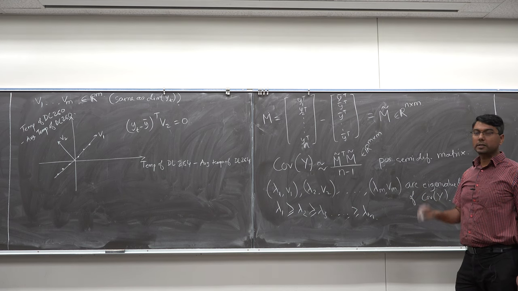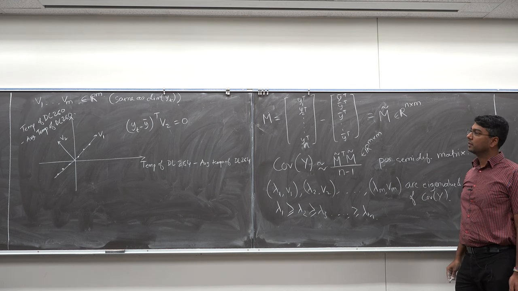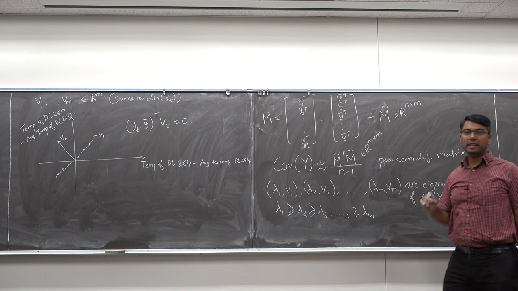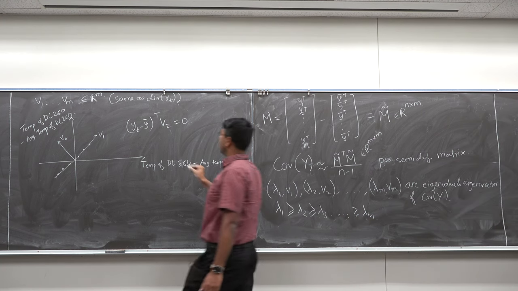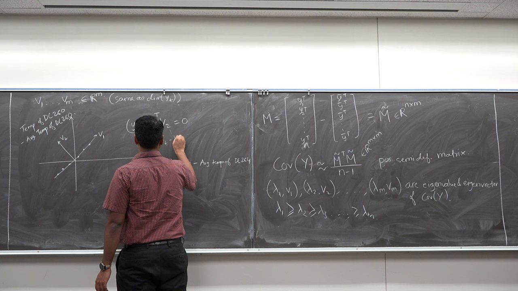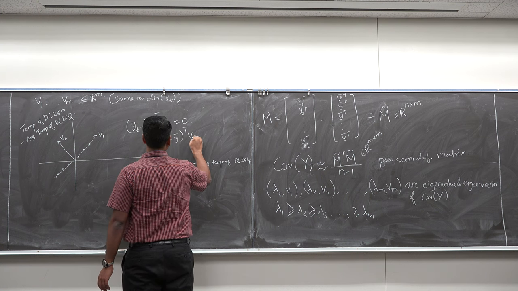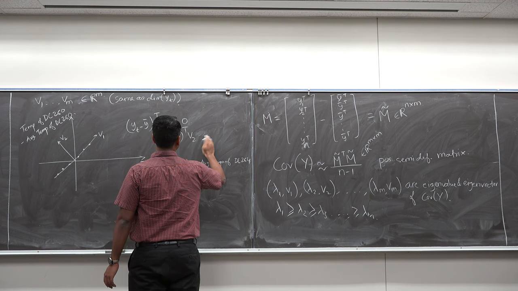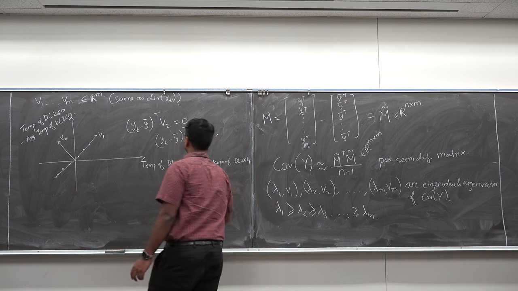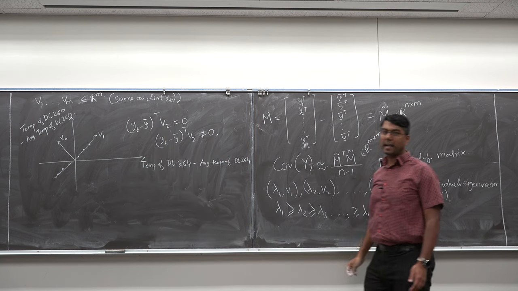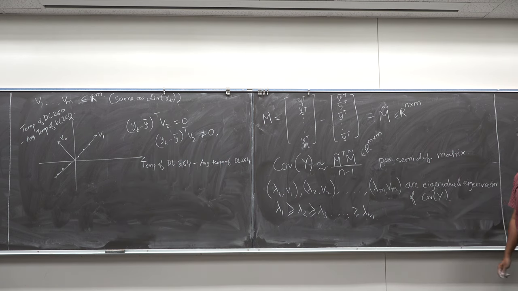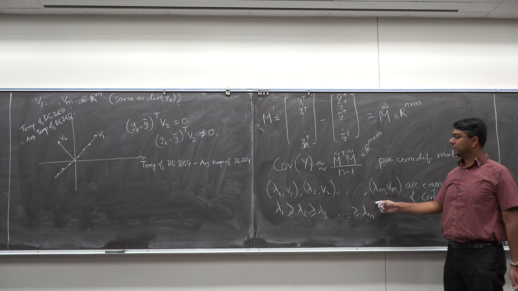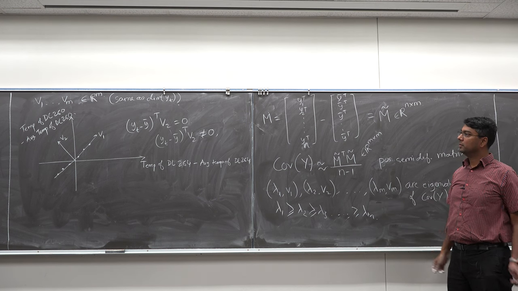In the example that we were using, when was there an attack? When we found that (yt − ȳ)ᵀV2 is not equal to zero, then we said that there was an attack on the system, right? So you can do the same thing here in this particular situation.